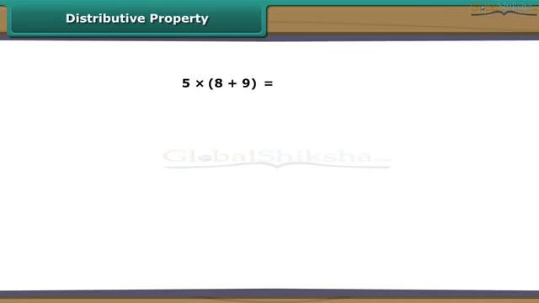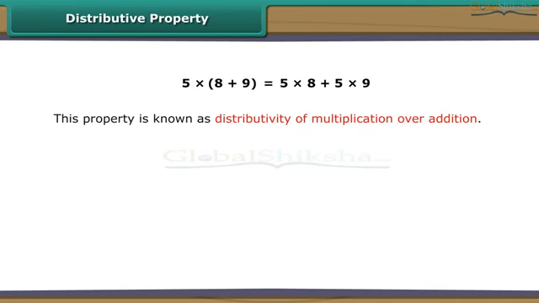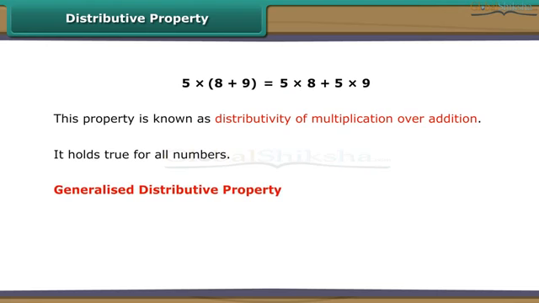It can also be written as 5 into 8 plus 5 into 9. This property is known as distributivity of multiplication over addition. It holds true for all numbers. We can therefore generalize it with variables as (a + b) into c is equal to a into c plus b into c.